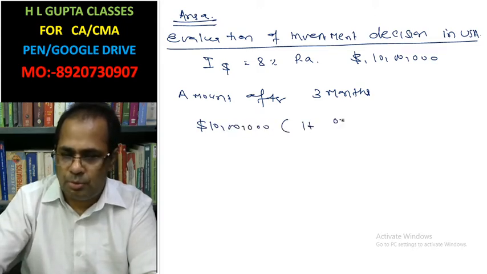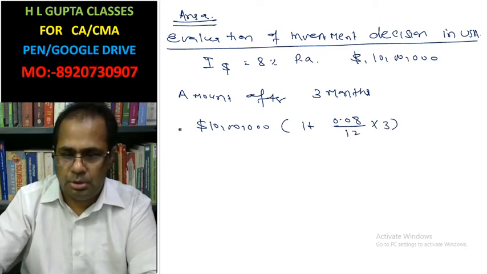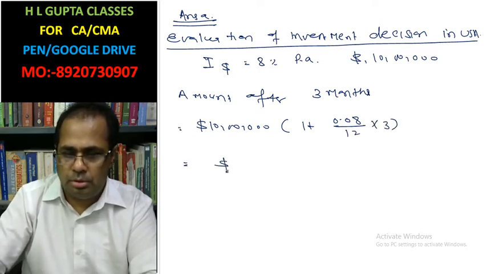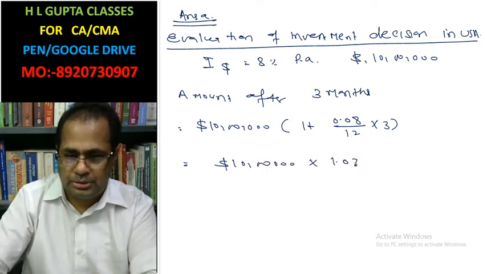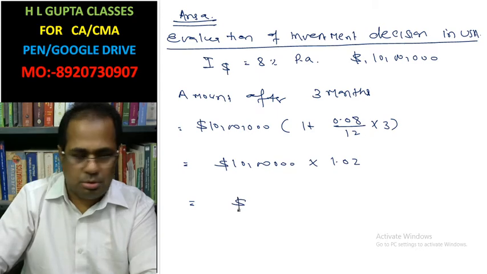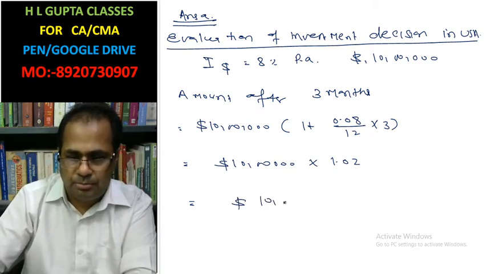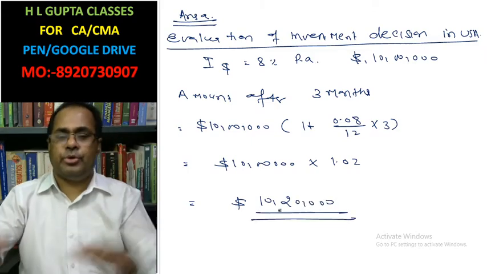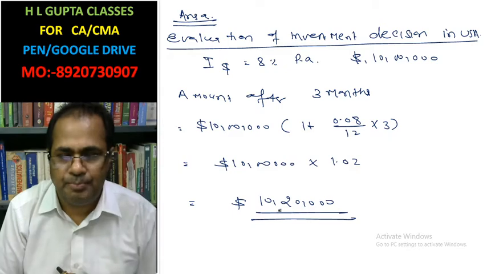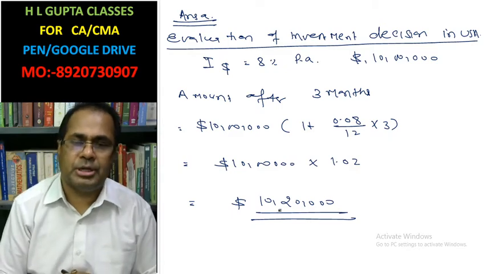into 1 plus 0.08 divided by 12 into 3, dollar 10 lakh into 1.02, that is dollar 10,20,000. You will have amount due to investment in USA dollar 10,20,000.